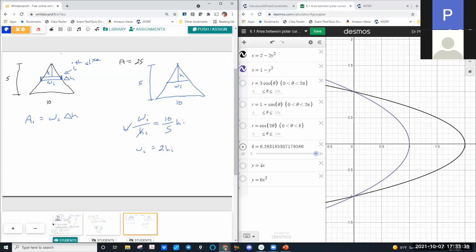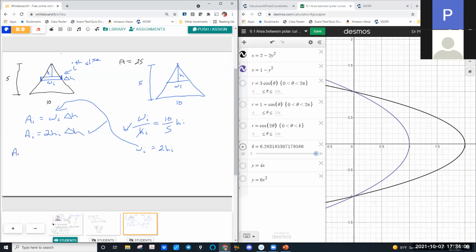Guys, like I said, as I'm going through this, feel free to ask questions. I know you saw this in the lesson, but this is important stuff, so I really want to make sure you feel comfortable. That is going to go in for that guy right there. So now A sub I becomes 2H sub I delta H. We check the area of the ith slice. The variables are compatible. We're ready to go to our definite integral.